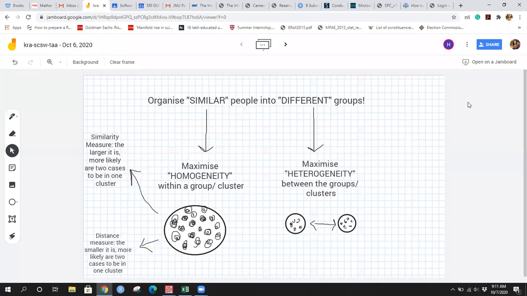Hi everyone. So today we're going to start with cluster analysis and I'm going to do it in several parts. In this particular video, you will be able to understand hierarchical cluster analysis, which is the first of the three methods which we can employ in SPSS.